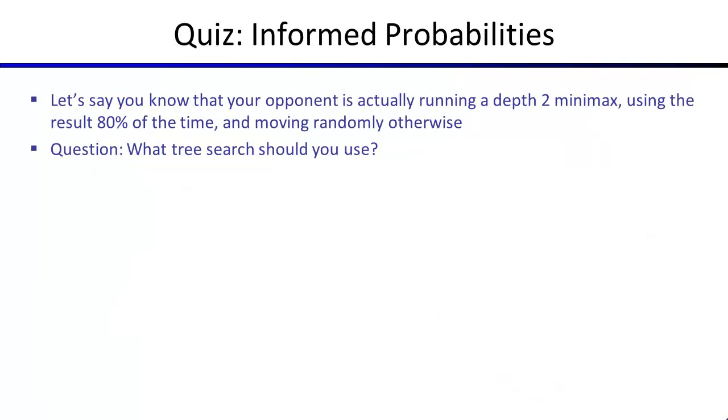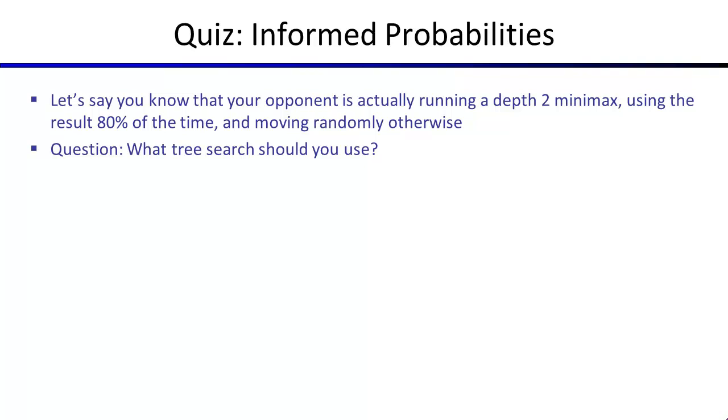Okay, let's do a quiz to make sure we got all the stuff about Expectimax and Minimax and all kinds of weird interactions. Let's say the following. We know that our opponent is not just picking moves at random. It's a reasonable opponent. What this opponent does is look at the state of the board, and they run Project 2 or something like that. So they run a depth 2 Minimax. 80% of the time, they do what the Minimax says. Okay, but just to keep you on your toes, 20% of the time, they pick an action at random. That's their strategy, and you know it.